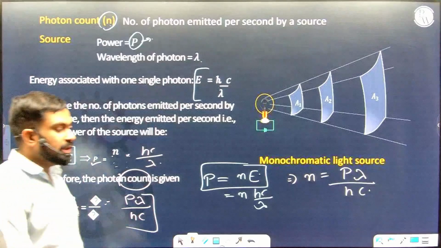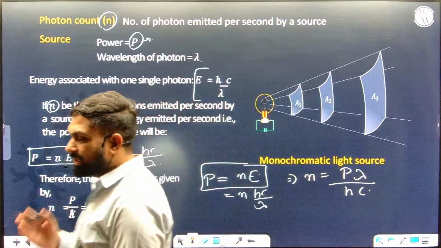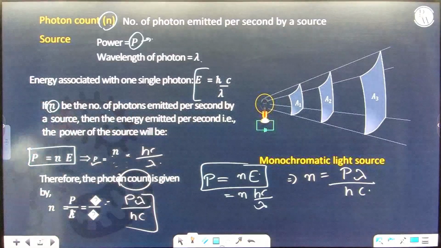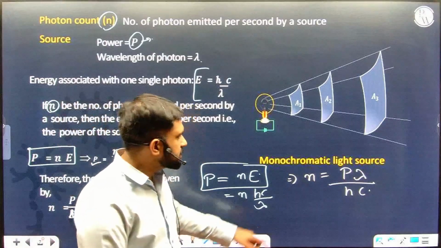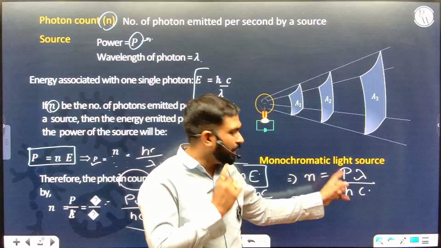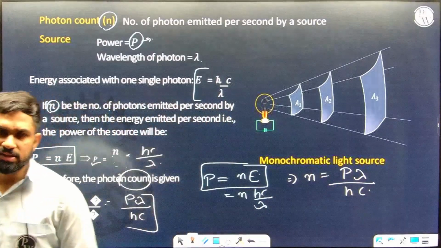So if the question asks to find out the number of photons falling per unit time, or the number of photons carried in a wave per unit time emitted by a source, then I can just write the power of the source and the energy of the photon, and that gives me the answer. Straightforward.